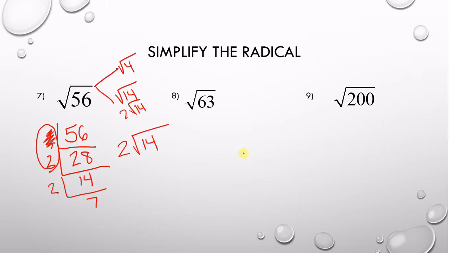What about 63? Well, off the top of my head, I know 9 can go into there. So I'm actually going to do it this way. Square root of 9, square root of 7. So I'm going to get 3 square roots of 7.